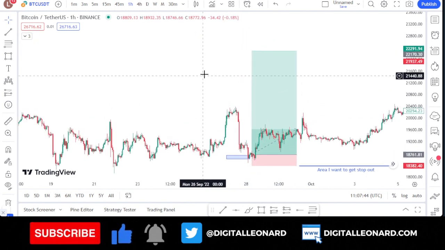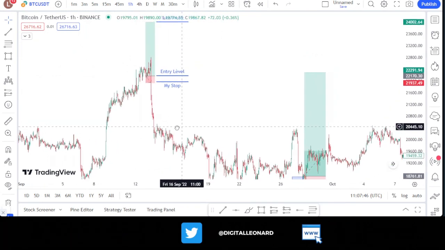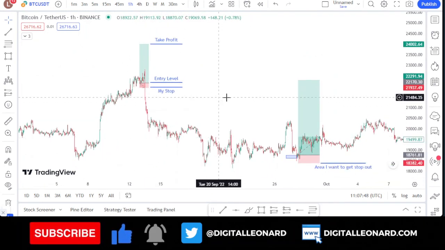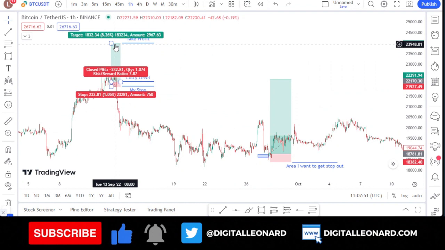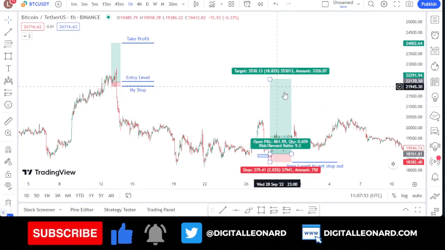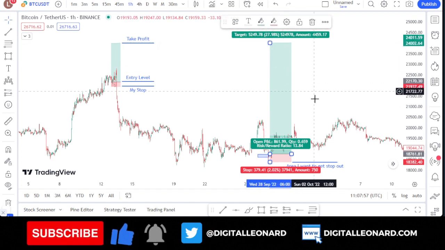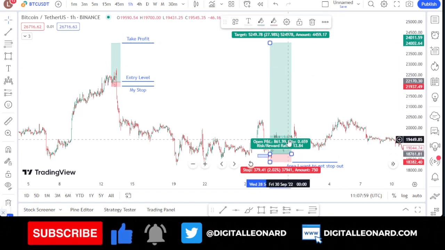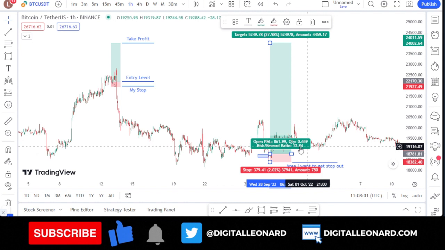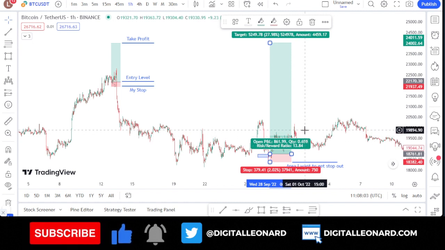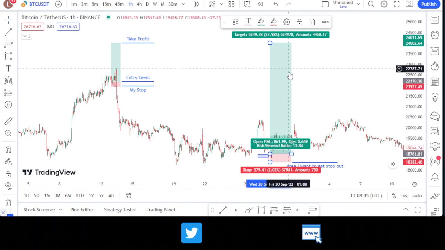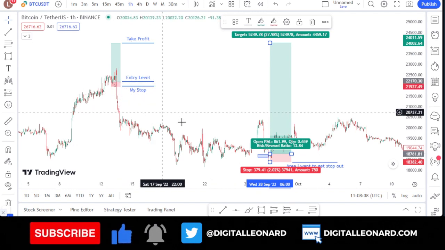Now, if I decide to still target the same level, here I wanted to sell at 24,000. If I move this up and say I still want to sell at that same 24,000, it means I stand a chance to make, this is a risk reward ratio of 1-to-13. It means that I'm making 13 times whatsoever amount of money that I've risked here.